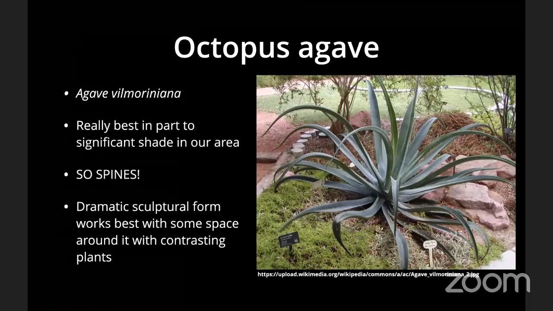There's also a really cool agave that I like that's really better in part shade in our area as well. And it's called octopus agave. You can see why. It looks like a sea creature. And it's really best in part shade to significant shade in our area. And it's another one that has no spines. So kind of like the foxtail agave, in that it doesn't really have anything that's going to poke you, but it has a very different form, and really does want part or almost full shade to look great year round.